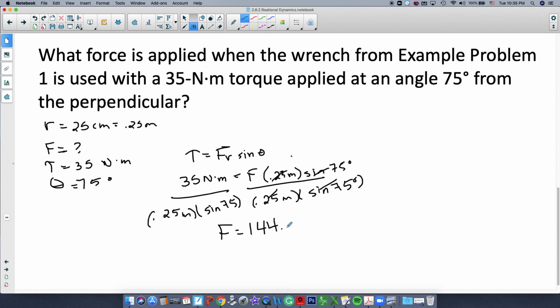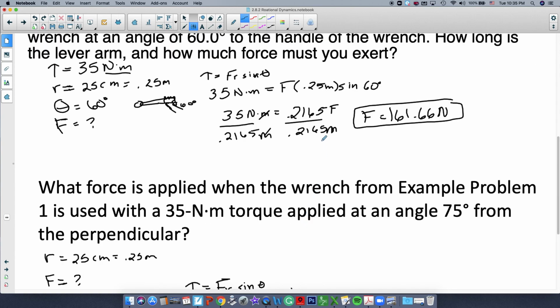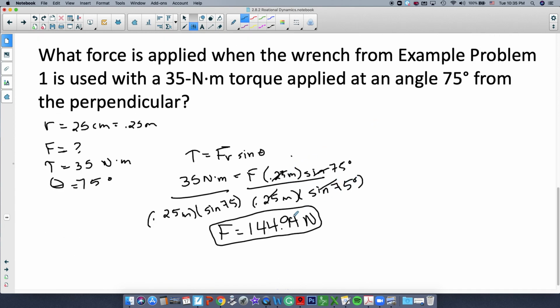We want to get closer to a 90-degree angle, right? Because that 90, that perpendicular, is the best. So this one, if we compare our answers here, I'll show you why I'm taking back what I said. I had a 60-degree angle there at 161.66 newtons. Now I got a 75-degree angle at 144.